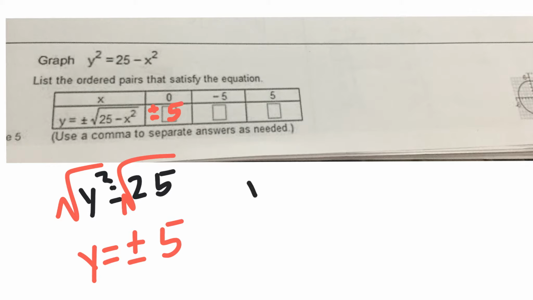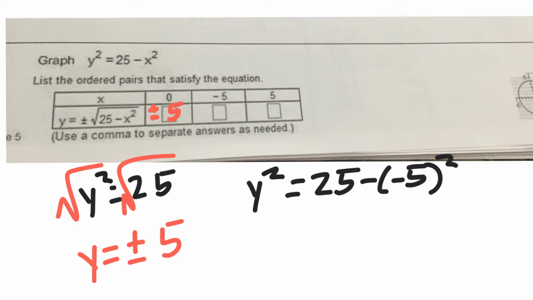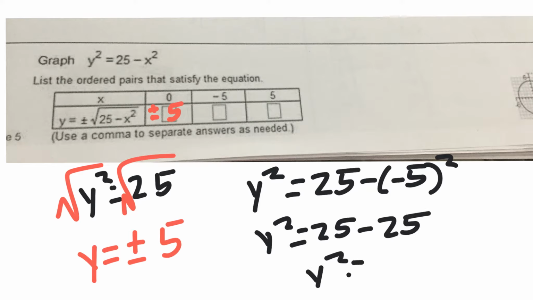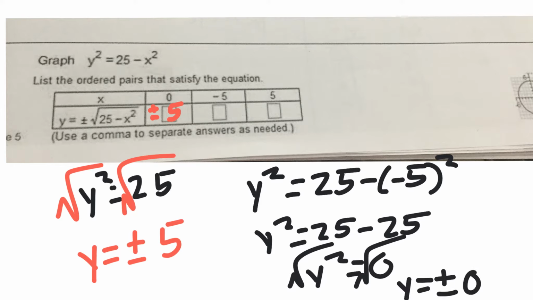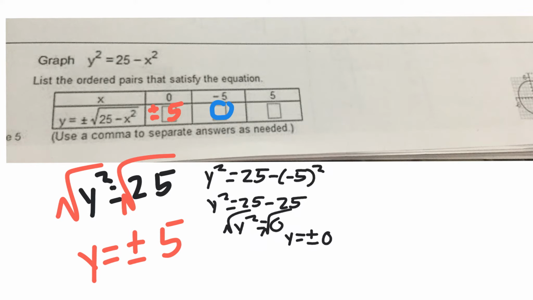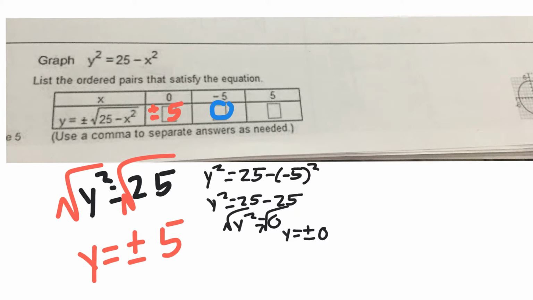Now if we plugged in negative 5, what would happen? Well, y squared equals 25 minus negative 5 squared. So that would be y squared equals 25 minus 25. Y squared is 0. You take a square root, you always account for plus or minus, but there is no such thing as plus or minus 0. There's only 0. So when I plug in negative 5, I only get one possible value, that is 0.